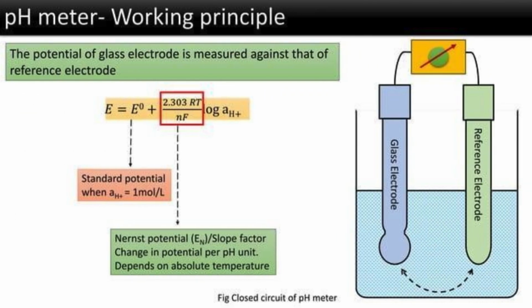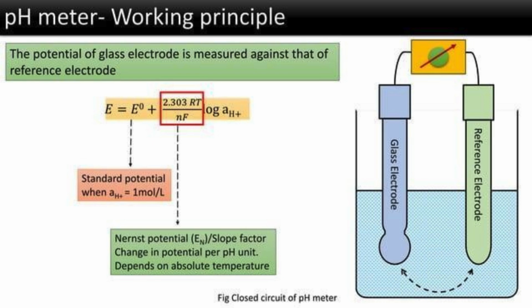The fundamental principle is that the potential or voltage of the glass electrode is measured against the stable potential of the reference electrode. This relationship is described by the Nernst equation. The equation is E equals E0 plus 2.303 RT over nF times the log of the hydrogen ion activity.